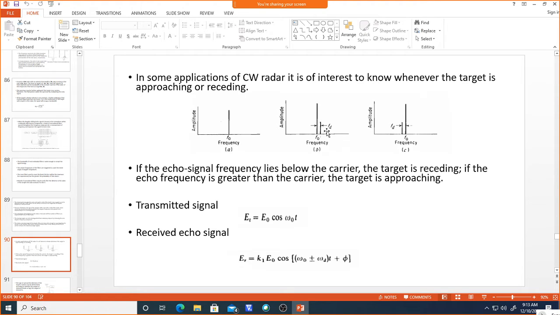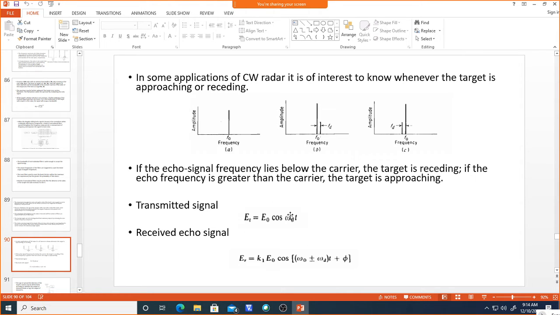Now if it is f0 plus fd, that is the Doppler frequency, the echo frequency which we receive is greater than the reference frequency, then the target is approaching. If it is less, that is f0 minus fd, the target is receding, that is, it is going away from the receiver. This is how we can detect whether the target is moving, and whether it is approaching or receding.